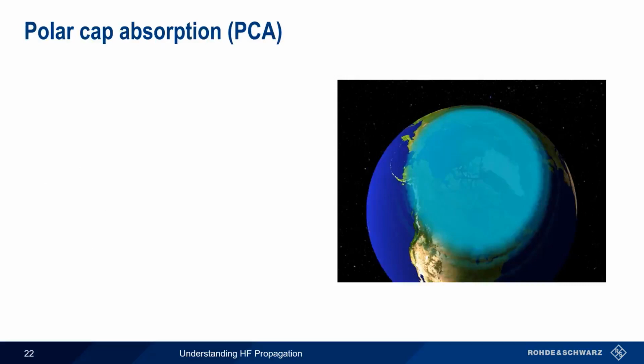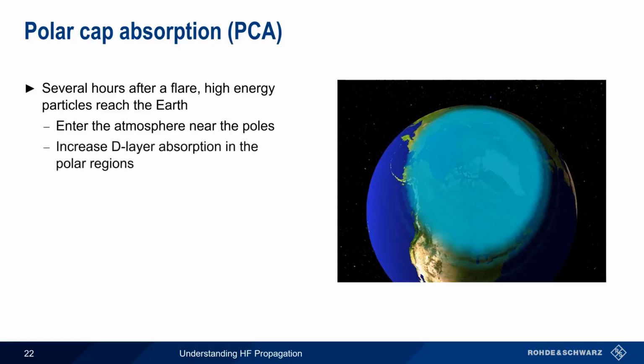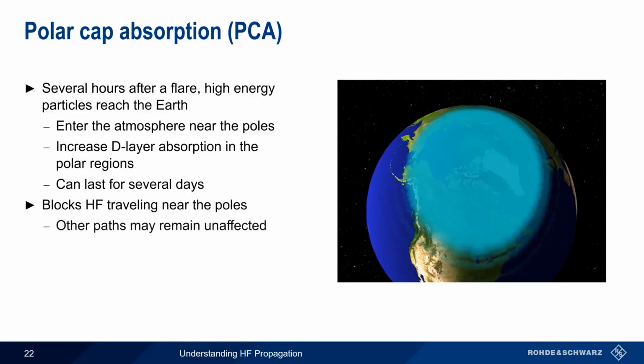The next effect of a solar flare is something called polar cap absorption. The high-energy particles emitted by a flare reach the Earth several hours later, and the Earth's magnetic field prevents them from entering except at the poles. When they enter the atmosphere, these particles can increase D-layer absorption in the polar regions, and this effect can last for several days. During this time, HF signals traveling through or near the poles will be blocked by this increased attenuation, but paths that do not go near the poles may remain relatively unaffected during this event.